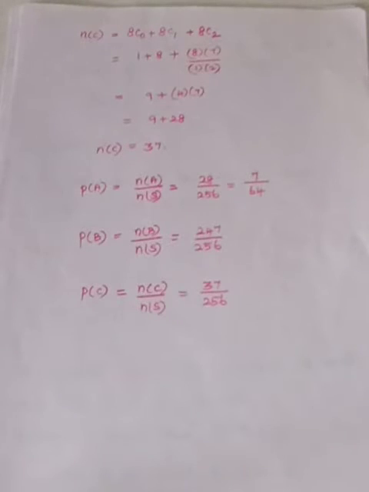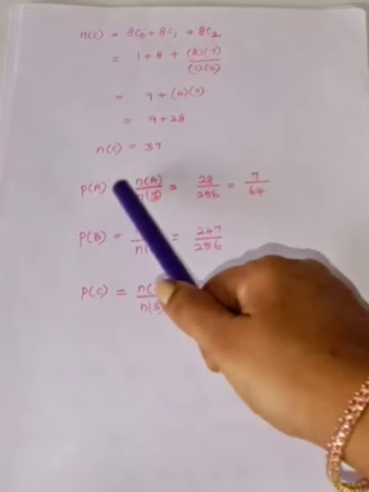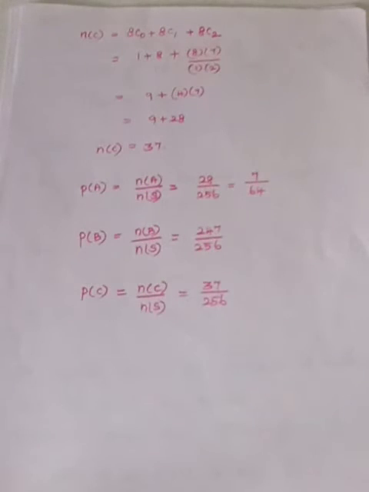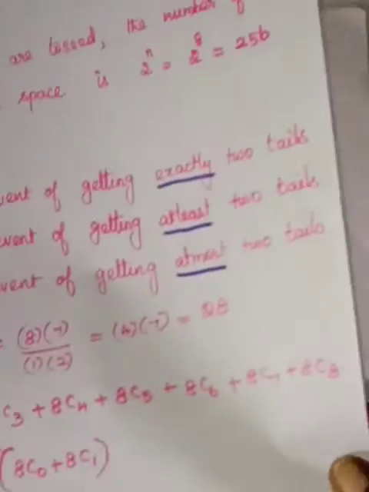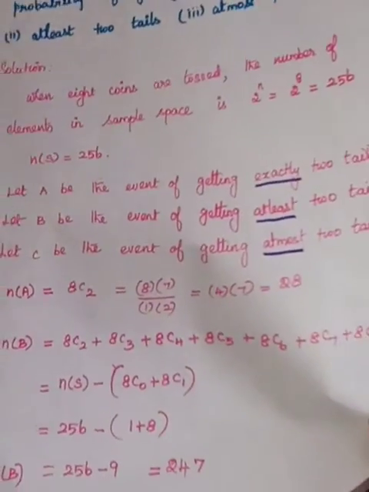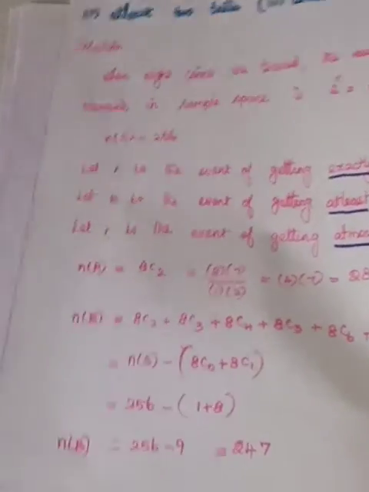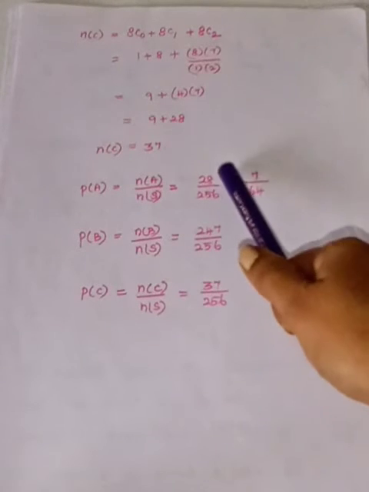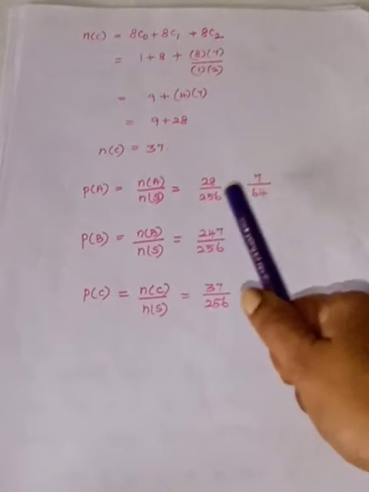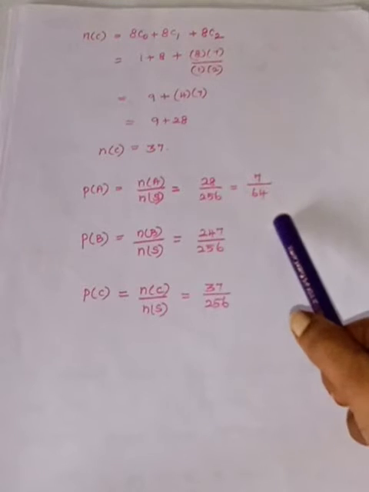We have found the number of elements in the set A, set B and set C. But what is asked? The probability is asked. So P of A is equal to n of A by n of S. What is n of A? We have found n of A is equal to 28, and n of S was 256. So therefore 28 by 256. If you cancel with 4, it is 7 by 64.